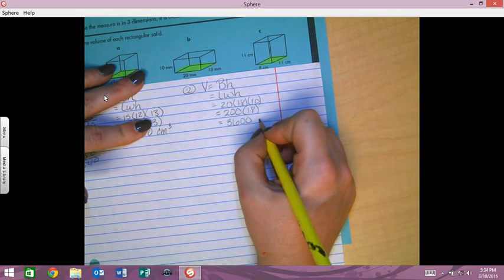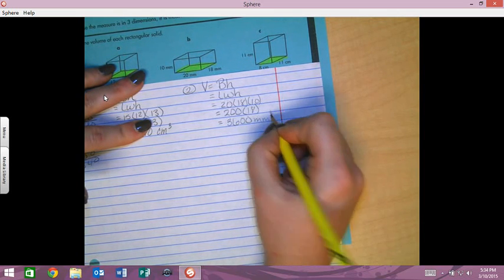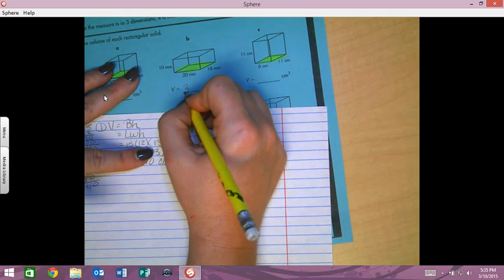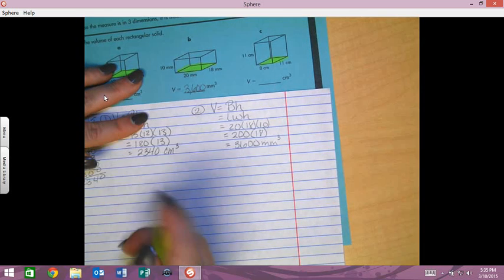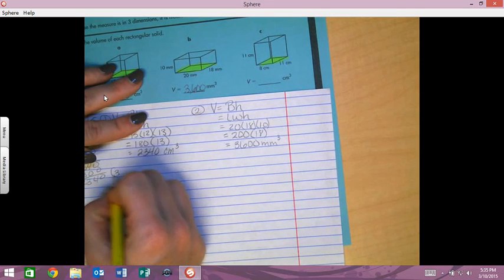It's going to be millimeters cubed. So your final answer, 3,600 cubic millimeters. Now, I'm going to do one more with you, and that's it. I'm going to do number 3.